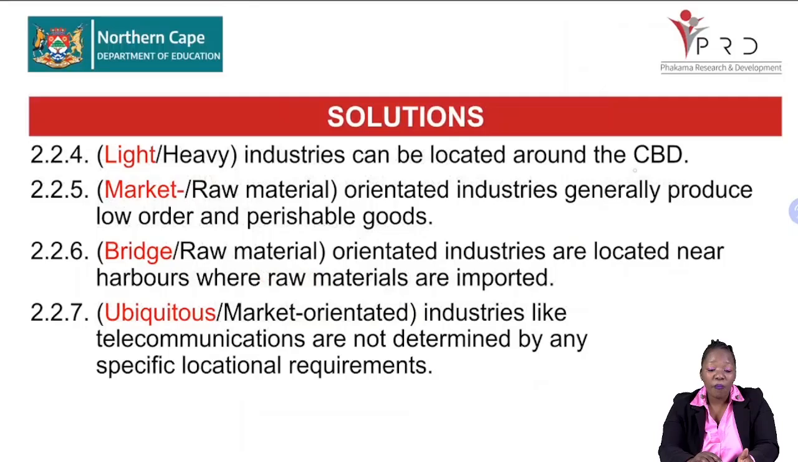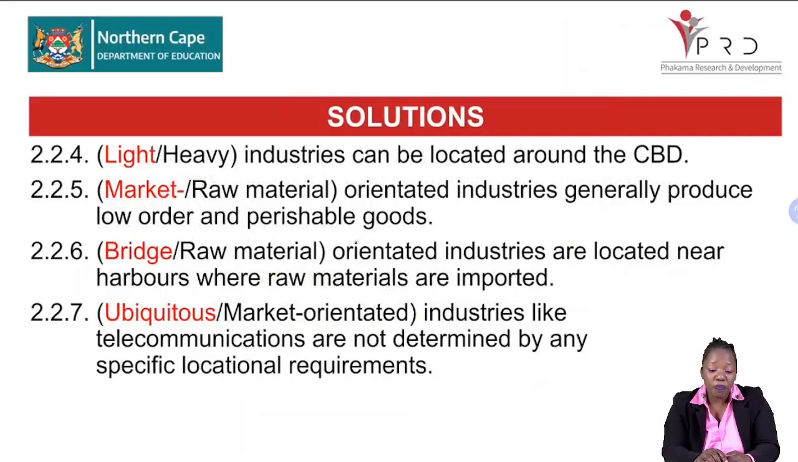Then number 5, market or raw material orientated. So we're looking at industries that produce low order goods. You will understand that low order goods are the types of goods that we normally use and buy every day, and they expire, as they say, they are perishable goods. So they are given a specific time. We're talking about your bread, your milk as well as the meat. So we call them the market orientated industries. Again, these industries need to be closer to the consumers so that they can sell their goods very fast.